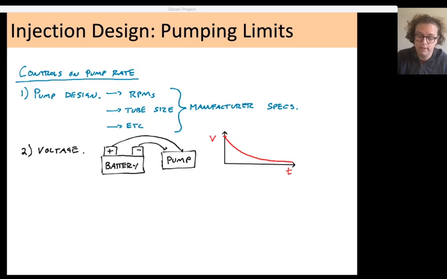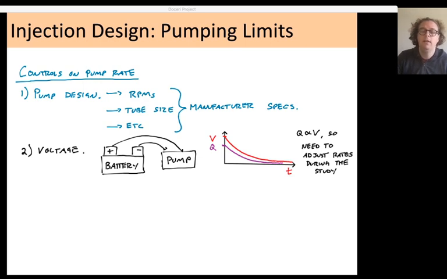However, for some pumps, the flow rate that they pump will be proportional to the voltage in the most simple circuit. What this means is, as voltage decays through the course of your experiment, your injection flow rate is also going to decay. You can overcome this by checking the flow rate of that pump regularly and adjusting your pump accordingly, essentially turning up the RPMs on your pump as voltage drops to try to compensate for it.